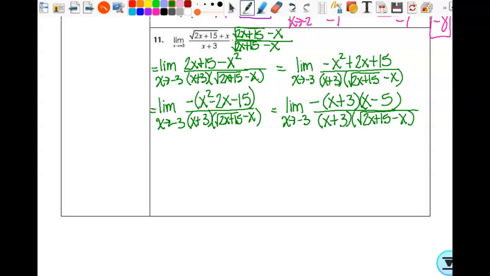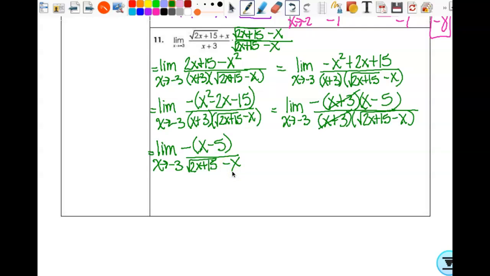Everybody with me? Any questions? All right, so now I can reduce this. I've got to be careful with that negative and that x minus 5. I can't just drop those parentheses without dealing with the negative, so I'm just going to leave it like it is. So this will be the limit as x approaches negative 3 of, in the numerator, I have negative parentheses x minus 5. And then in the denominator, what I have left is the square root of 2x plus 15 minus x.